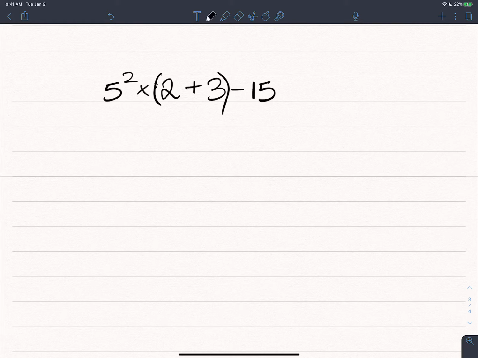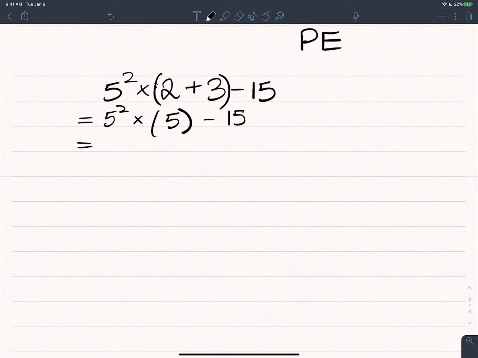So what we're going to do is we're just going to write equals, right? And we're going to do 5 squared. That's not changing. Times 2 plus 3. 2 plus 3 is what? 5 minus 15. Right? And then what's next? So let's write out PEMDAS up here. These are literally like our steps, our roadmap.